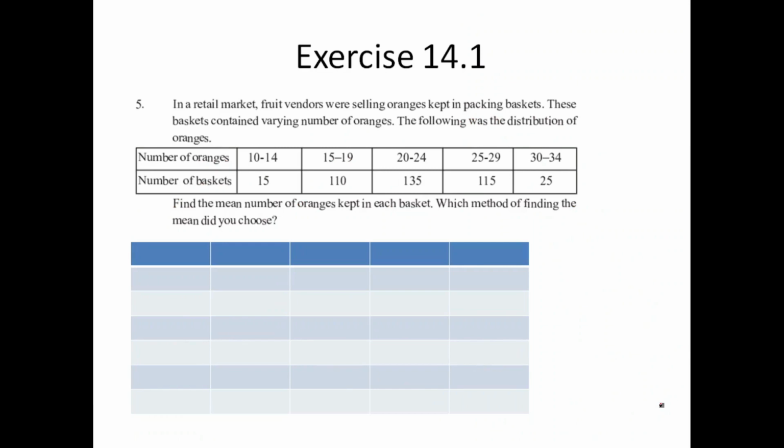Let's look at the next one here. Here I am using the step deviation method. This is how the formula looks: x bar equals a plus sigma of f of i into u of i, divided by sigma of f of i, into h. So this is your required formula.